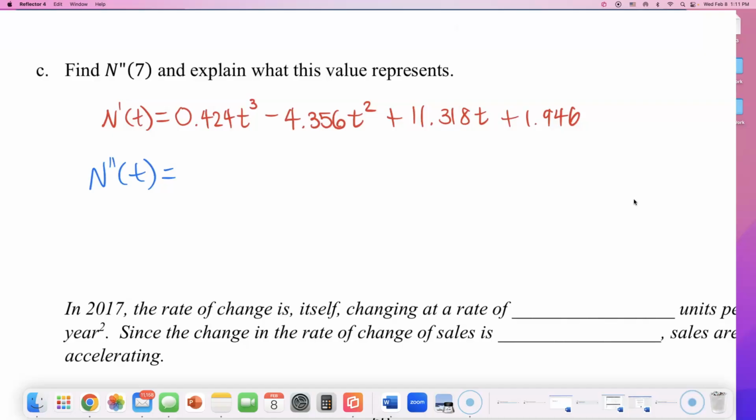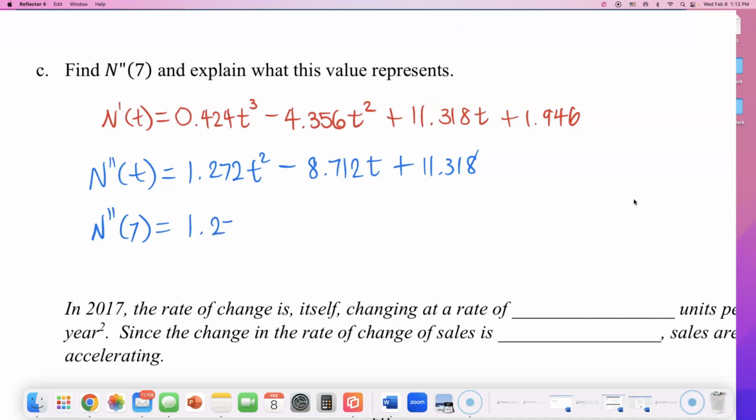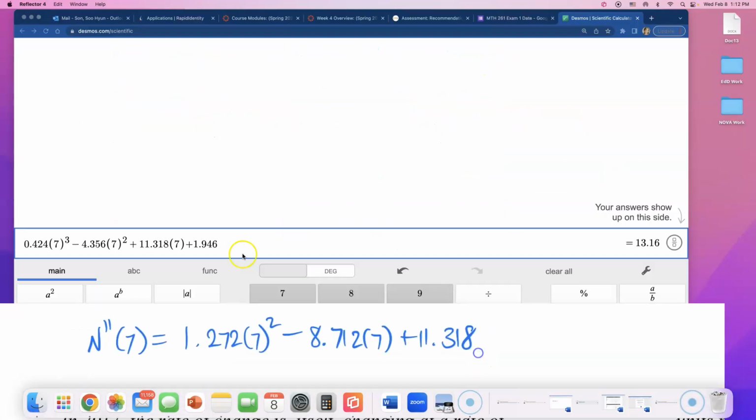0.424 times 3, I got 1.272 t squared, minus 4.356 times 2, 8.712 t, and lastly the 11.318 t is gone. The constant is gone. So we got the second derivative function. If they ask you for n double prime of 7, you want to plug 7 into this function. Let me type this in on my calculator here.